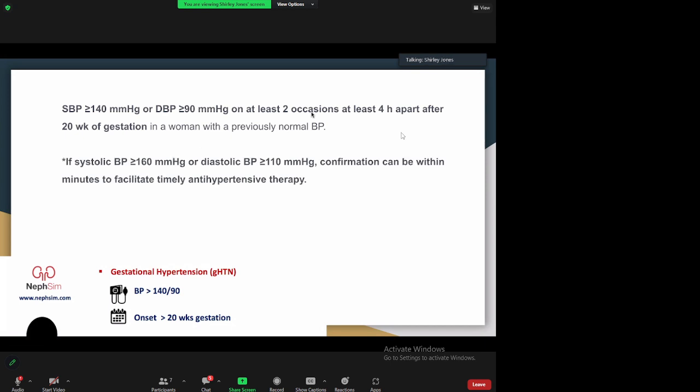Then we might think that in the emergency department, we're never going to check someone's blood pressure and then 4 hours later, check it again. So thankfully, if their pressure is really high, 160 over 110, then we can just assume that they have gestational hypertension as long as we recheck it within like 5 to 10 minutes and it's still elevated. And then we can go ahead and start antihypertensive therapy. The important thing is that 50% of patients with gestational hypertension will develop preeclampsia. And most of these patients will be put on baby aspirin to try to prevent them from getting preeclampsia.